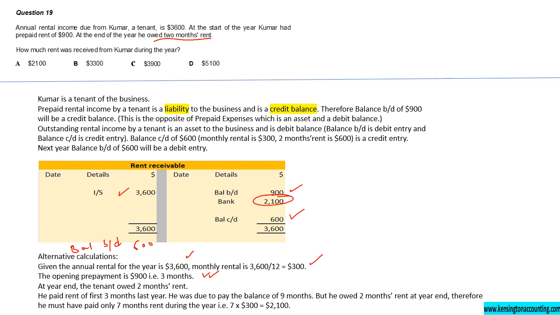And at the end of the year, the customer owes 2 months rent as stated in the question. Now, he paid the first 3 months last year, so he was due to pay the remaining 9 months. But we note from the question that of these 9 months, he did not pay all of them because he still owes 2 months rent at the end of the year. Therefore, during the current year, Kumar paid only 7 months rent, isn't it? Because 3 months was paid last year. Of the remaining 9 months, he still owes 2 months. Therefore, he must have paid 7 months rent. Now, 7 months rent is equivalent to 2,100, just like we saw here. Therefore, the answer is A.